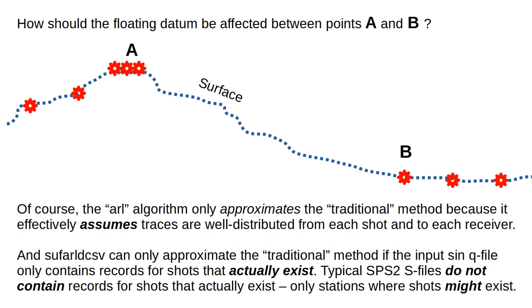Of course, the RL algorithm only approximates the traditional method because it effectively assumes traces are well distributed from each shot and to each receiver. And SUFARLDCSV can only approximate the traditional method if the input SYN-Q file only contains records for shots that actually exist. Typical SPS2S files do not contain records for shots that actually exist. Only stations where shots might exist.